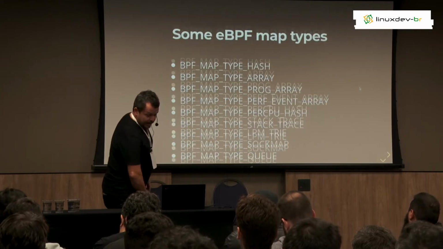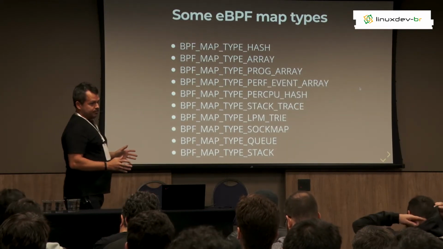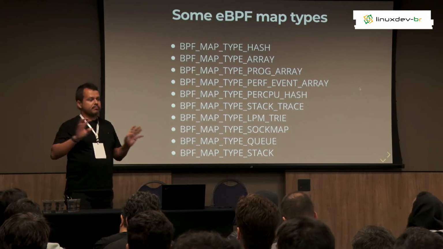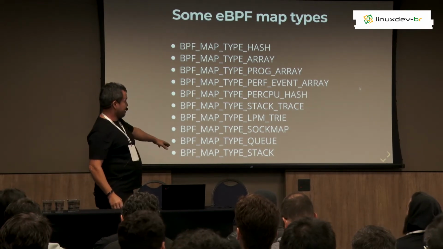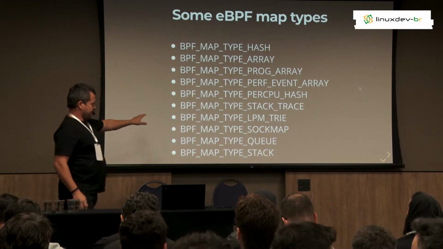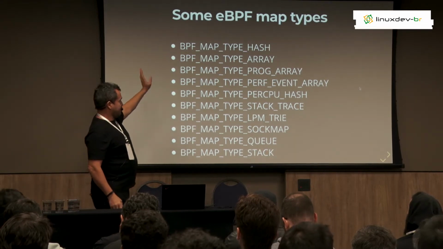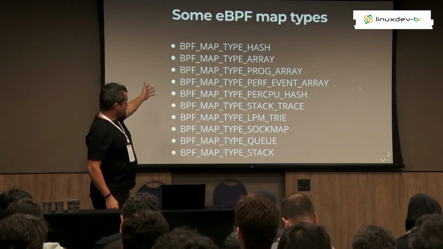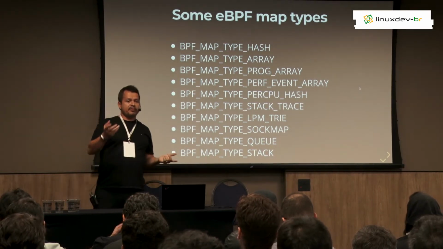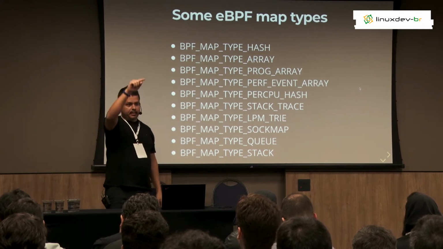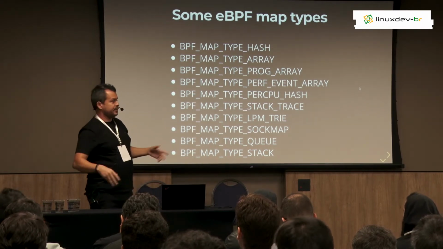Now, we have the maps as well. So the program can use maps to communicate with the other. There are lots of types of maps. These are just a few, there are 20 more types. Some of them are really simple, like array. You do the lookup saying, I want the first slot in the array, or the fifth or sixth or whatever.